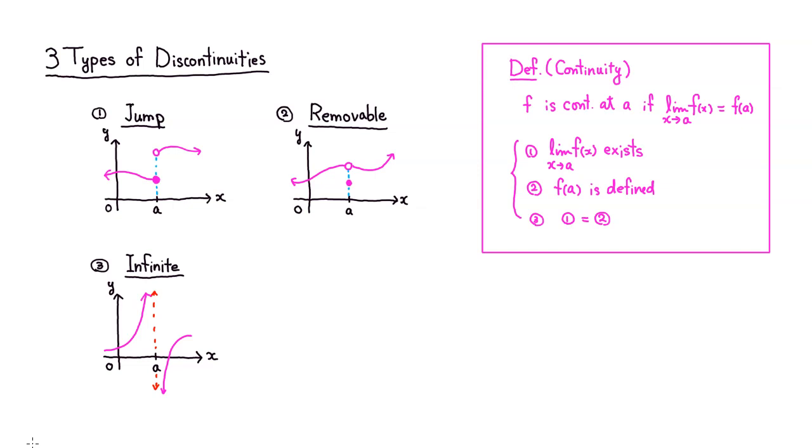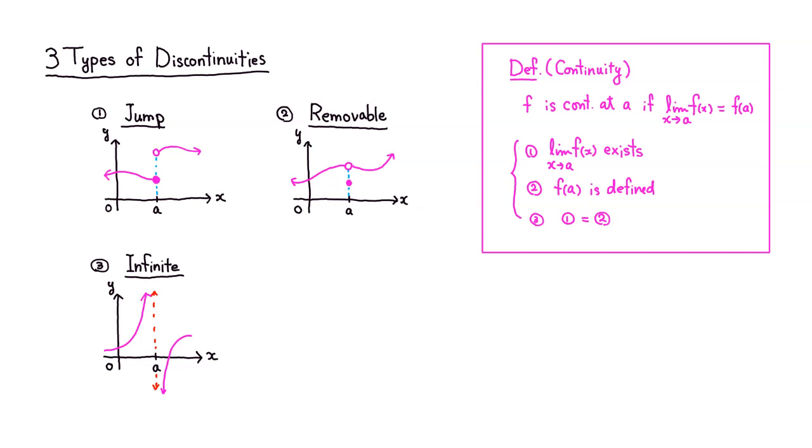All right, let's look at the three types of discontinuities. Remember that the definition of a continuous function at a point a is that the limit of f of x as x approaches a is equal to f of a, right?